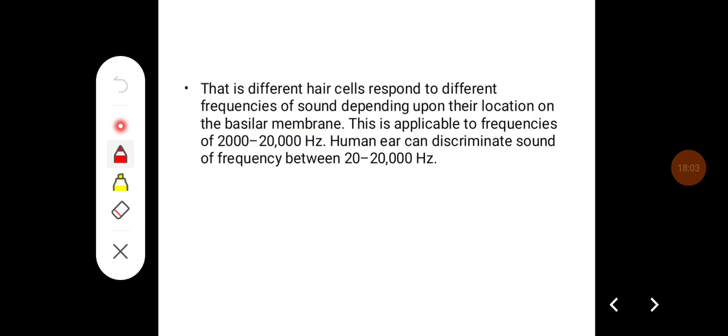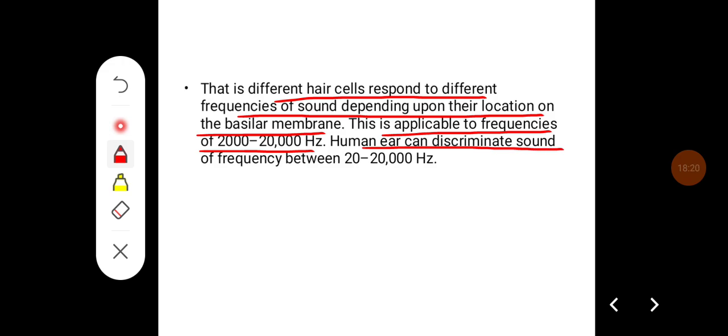So that is, different hair cells respond to different frequencies of sound depending on their location on the basilar membrane. So this is applicable to frequencies between 2000 to 20,000 hertz. Thus the human ear can discriminate sound of frequency between 20 to 20,000 hertz only.